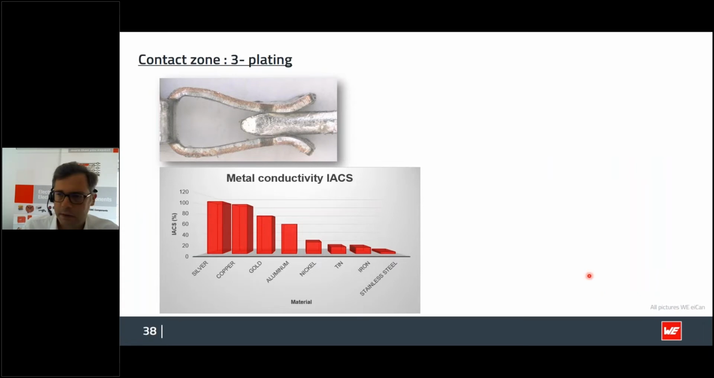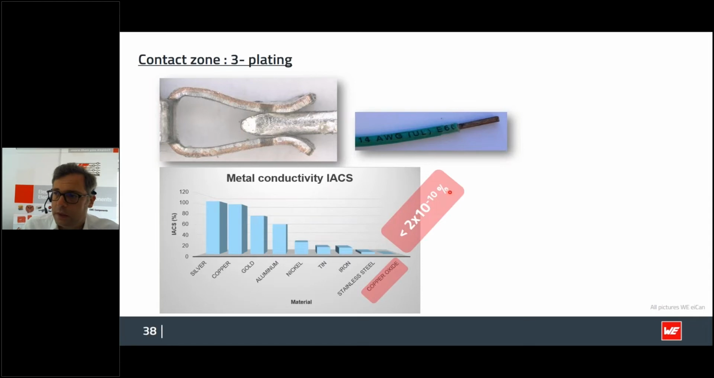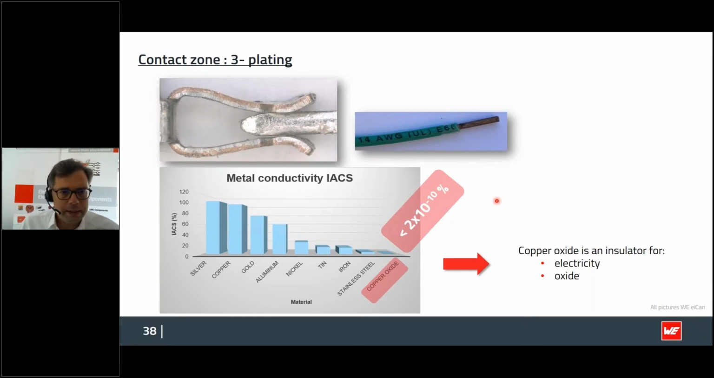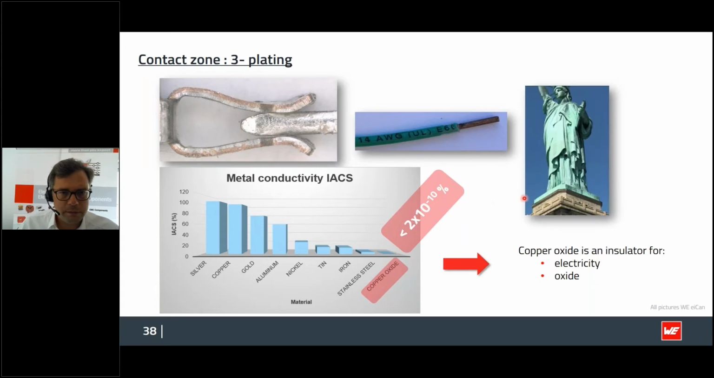So here we've got in addition an overview about the metal conductivity of the IACS. Copper is quite good. On the other side, you've got copper oxide, which has a very, very low conductivity. As an example, a copper-based interconnection also creates these mentioned contact losses, and a good example of copper oxide, which has a very bad conductivity, is shown over here. These are things that you already know.